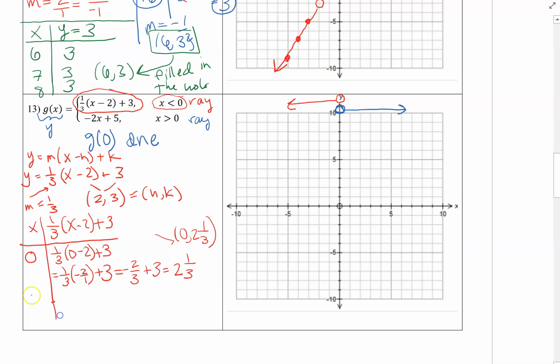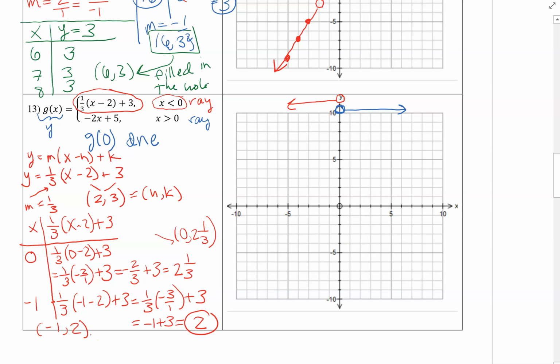So together that makes the point (0, 2 1/3). And then I'm going to plug in another number. Maybe I'll plug in -1 because it's less than 0, right? I need to plug in values less than 0. So I'll do 1/3 times (-1 minus 2) plus 3, and then that equals 1/3 times -3 over 1 plus 3. And that equals -1 plus 3, which is 2. So I have another point at (-1, 2).